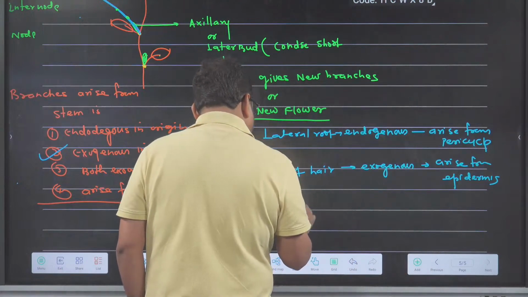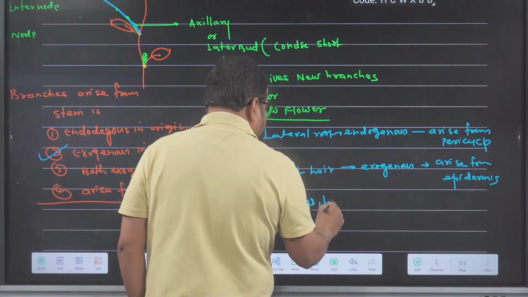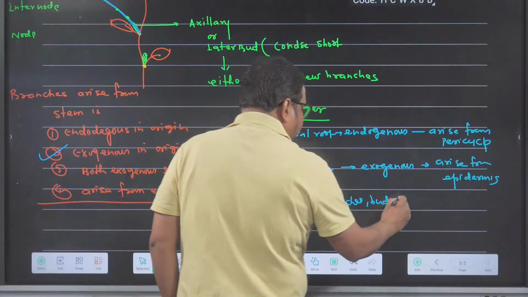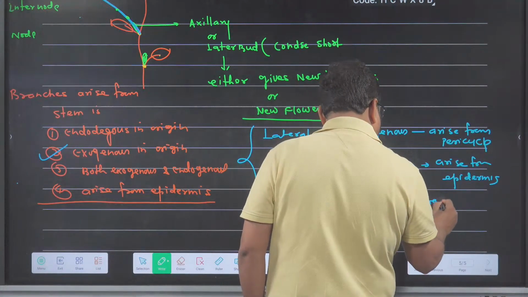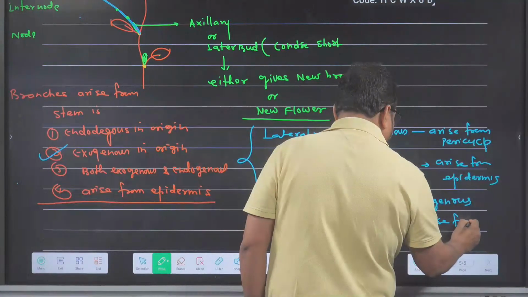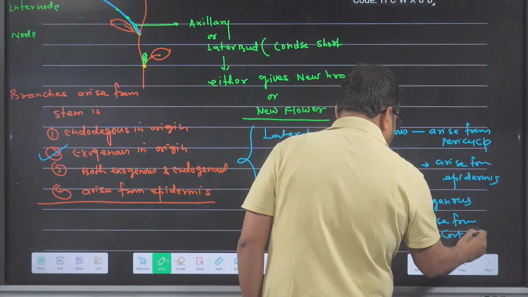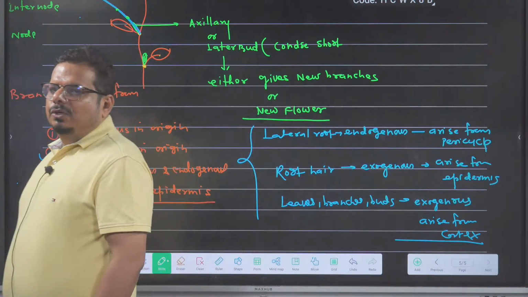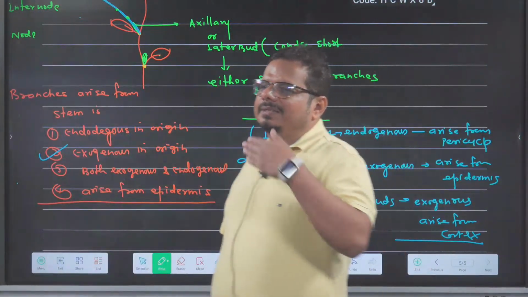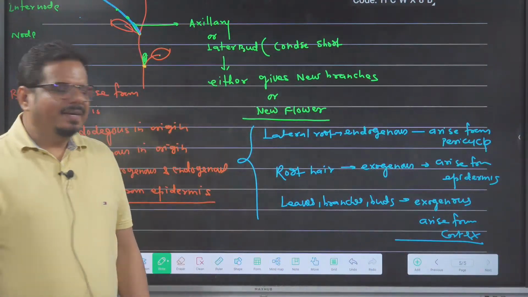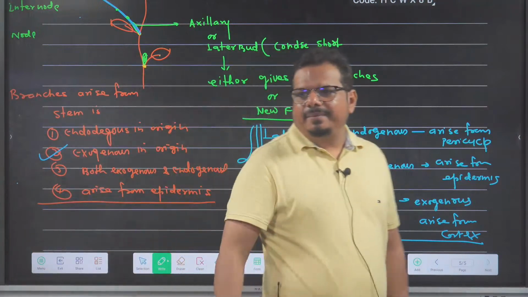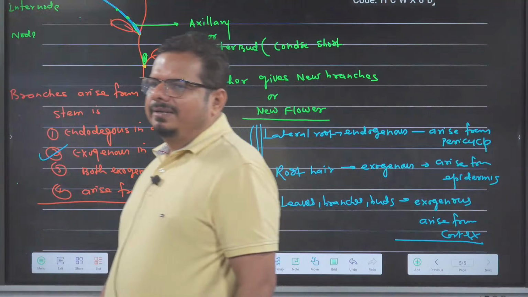Now leaves, branches, buds, these are what basically? Exogenous. They arise from the cortex. So you can say those arising from the stelar region are endogenous, and those arising from the extrastelar region are exogenous. Did the picture of exogenous and endogenous come into your mind, the understanding? Is it all right? Is it over?